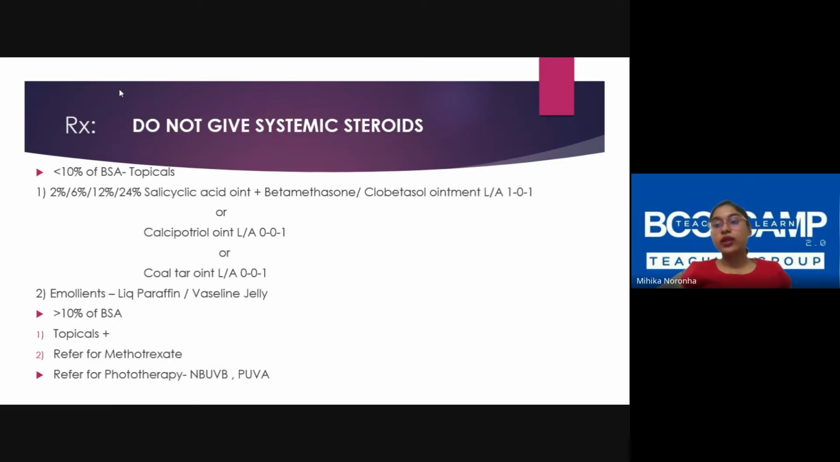Methotrexate is an option, again, to be done under supervision. Do not start methotrexate on your own. Phototherapy, again, under supervision if you are able to do it in your center. Otherwise, refer. Amrita, you can go ahead with the next treatment modality.